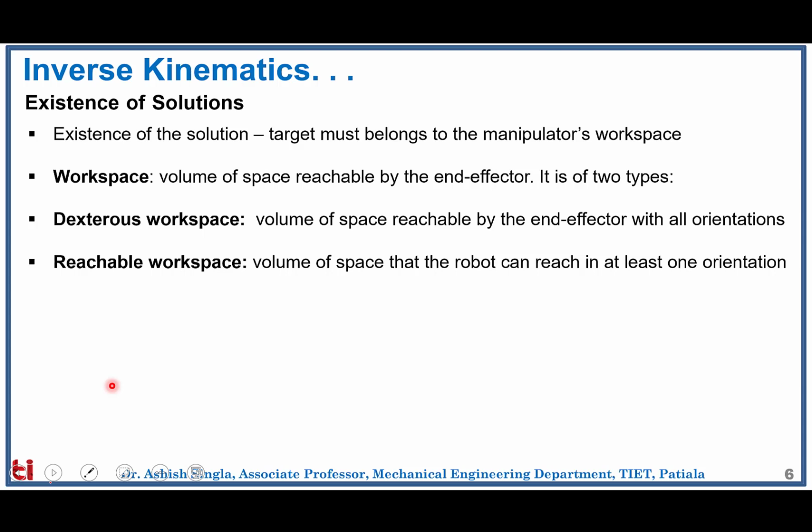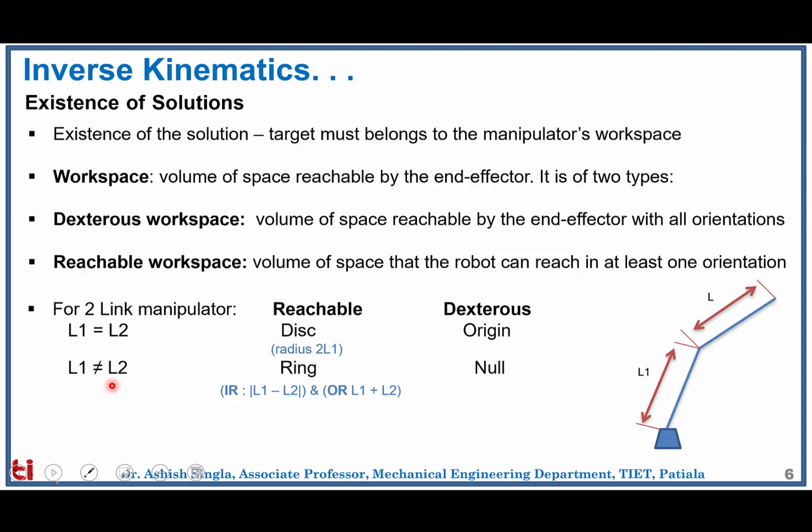To understand this, let's take the example of a 2 degree of freedom robot. Over here, we have 2 degrees of freedom with lengths L1 and L2. In the first case, when L1 is equal to L2, the total reachable workspace is the disk having radius 2L1. Any point in this workspace can be reached in either one or two orientations. The points on the boundary can be reached by only one orientation, whereas a point within the workspace can be reached in maybe two orientations.